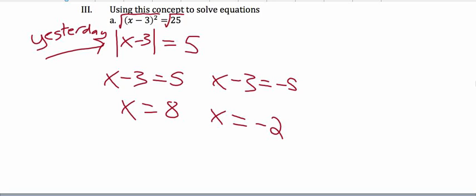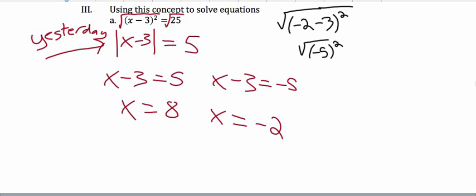Let's go back and check our answer. I'm especially curious about that negative 2 answer, because the 8 one makes sense to me, but look at the negative 2. The square root of (negative 2 minus 3) squared is the square root of negative 5 squared, and we know from above that that's going to be 5. Yeah, so we do get 5. That's awesome. The other one is just the square root of 5 squared, which is also 5.